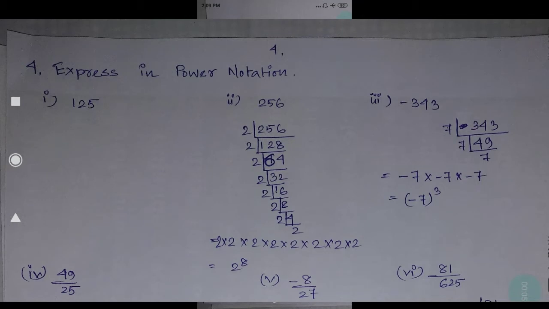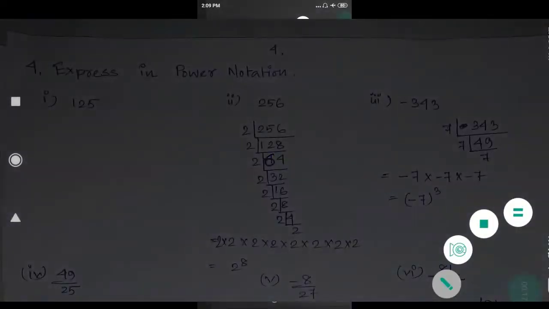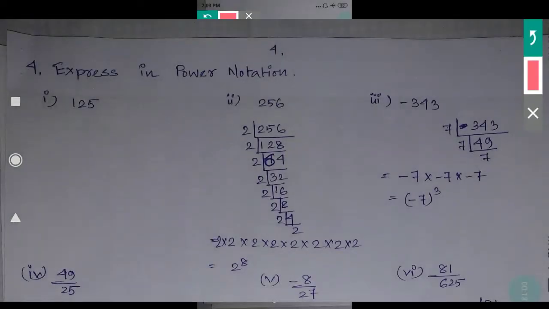So today we are going to discuss power notation, how to express a number in the form of power notation. Suppose a number is given, imagine one number, suppose the number 8 is given. This number you have to write in the form of power notation.